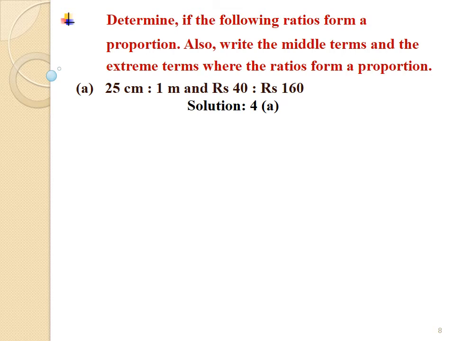Students, we know that in the first method, we write the ratios into fractions and convert the fractions into simplest form if the fractions are not in the simplest form. Students, we have to also write the middle terms and extreme terms if the ratios are in proportion. So now, let us solve question number 4. First of all, converting bigger unit into smaller unit and write whether the two ratios are in proportion or not.